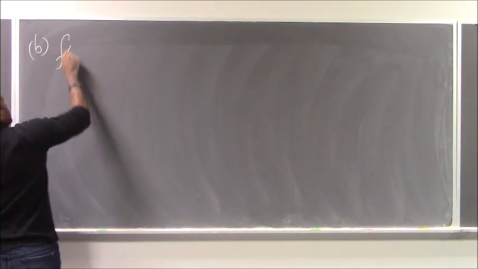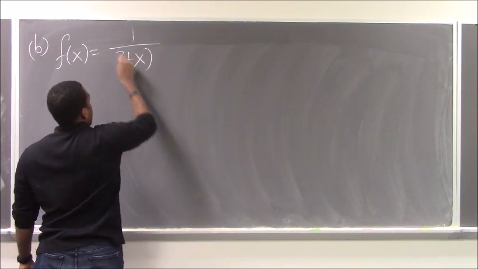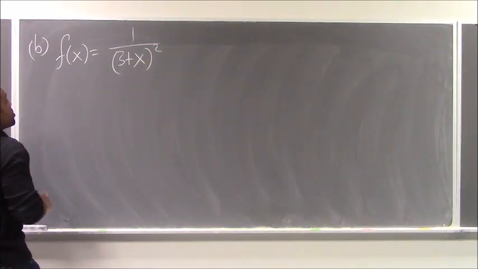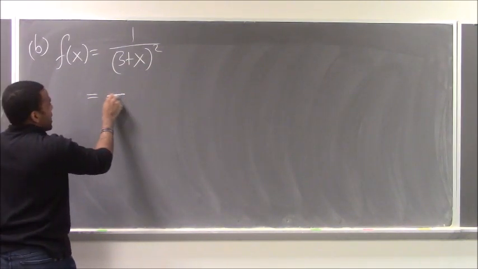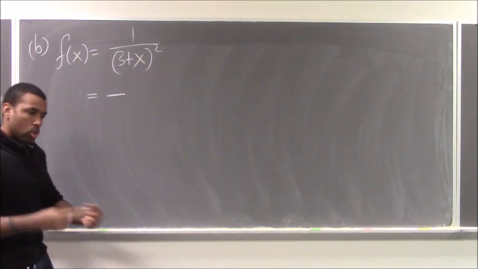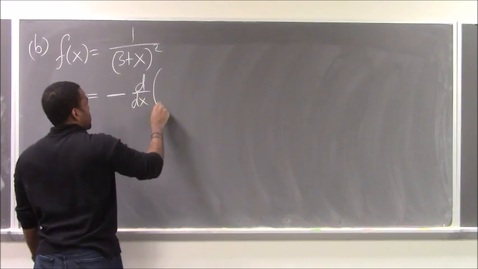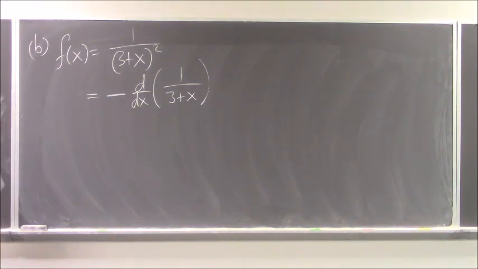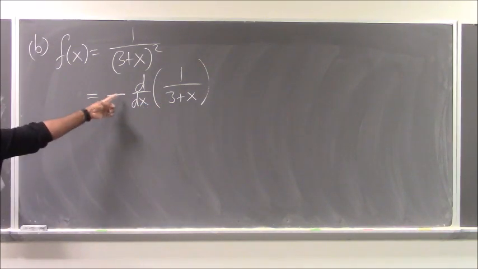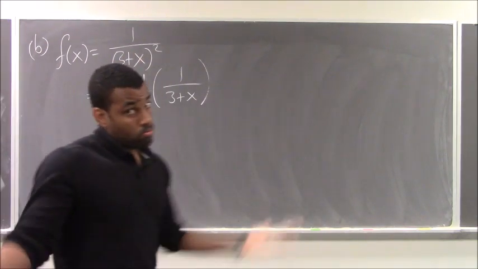Yeah. Let's move on. Part B. So your f of x is 1 over 3 plus x squared. One thing you can notice is that, of course, there's going to be a negative sign applied here because we know that the derivative of 1 over x is minus 1 over x squared. But this is just the negative derivative of 1 over 3 plus x. If I take the derivative of that and multiply by a negative 1, that would be the answer.